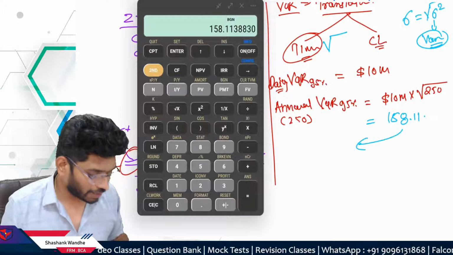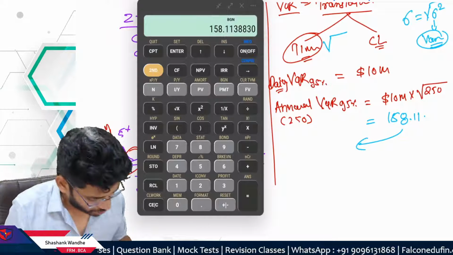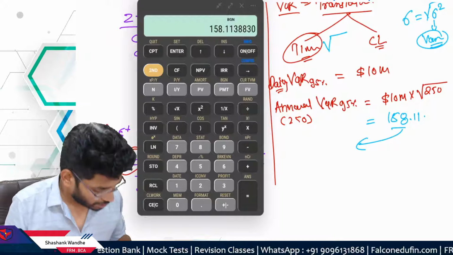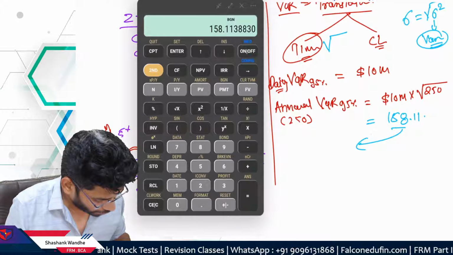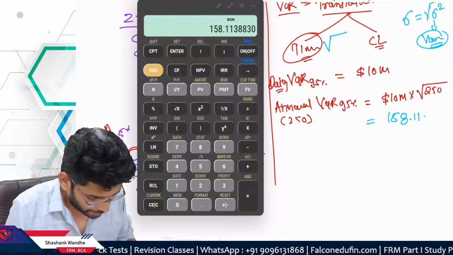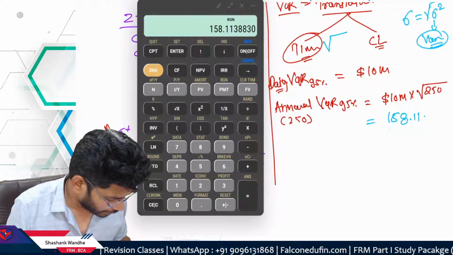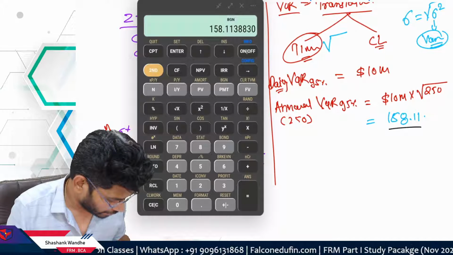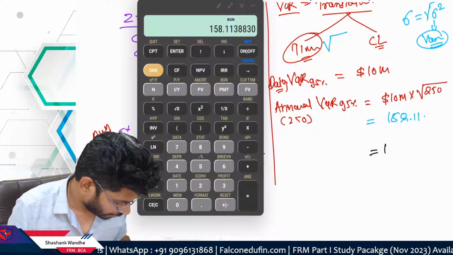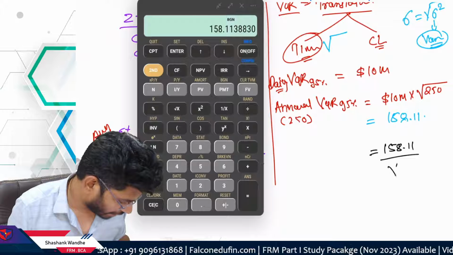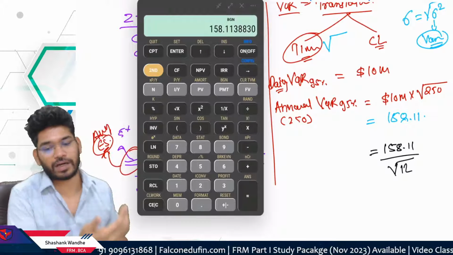Now what if we want to calculate the monthly VaR from this? From the annual VaR, there are 12 months, so we will simply divide it by under root 12. 158.11 divided by under root 12, for 12 months.